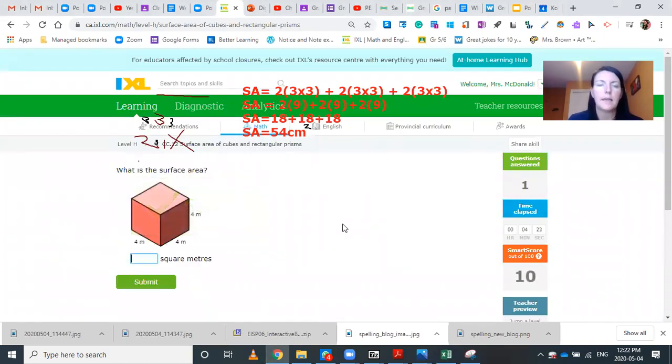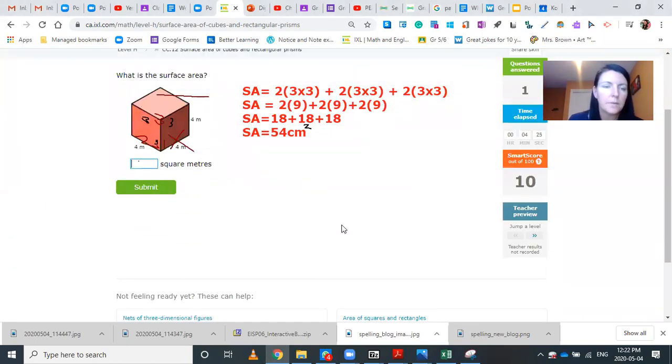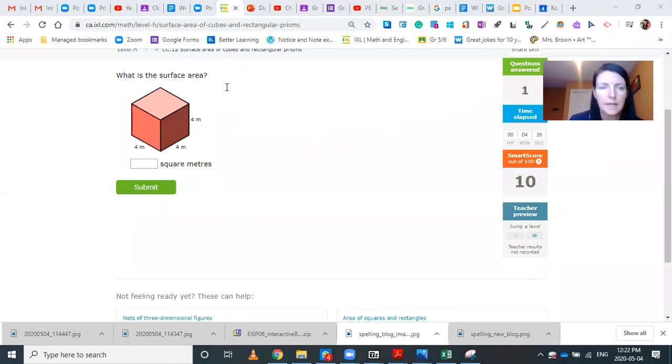Okay, let's try another one together. Again, it's a cube, so let's clear all the drawings first. Surface area of a cube, you could go 6 times by 4 by 4 because you've got 6 faces that are all the same size in a cube. But for the sake of learning how to do it for a rectangle, we're going to go the long way around. So we've got 2 of these guys.